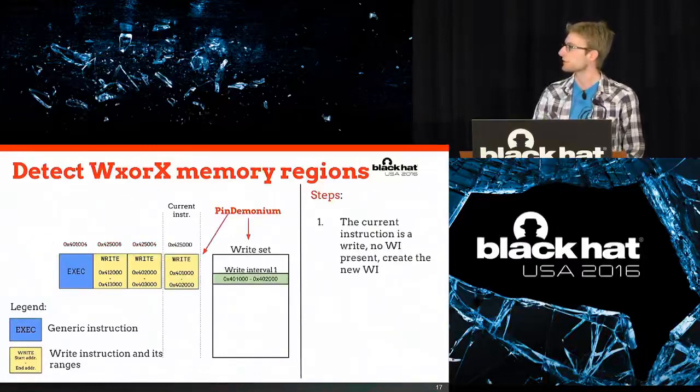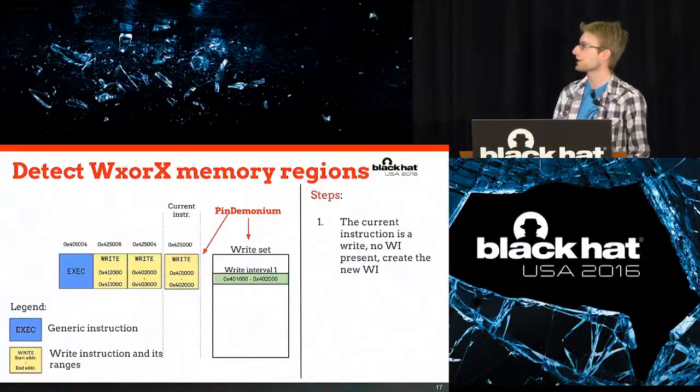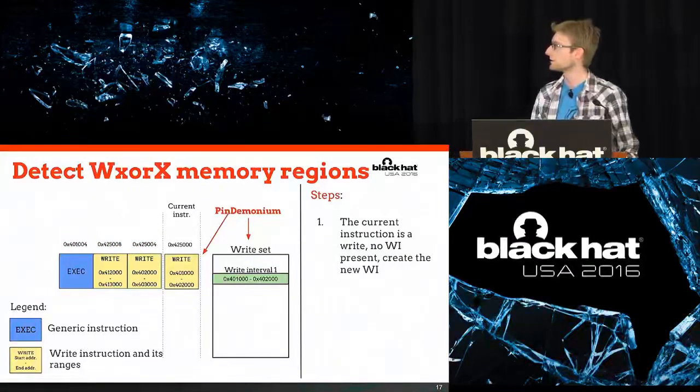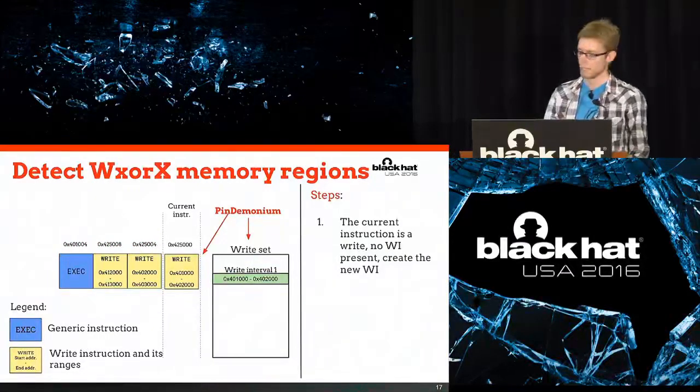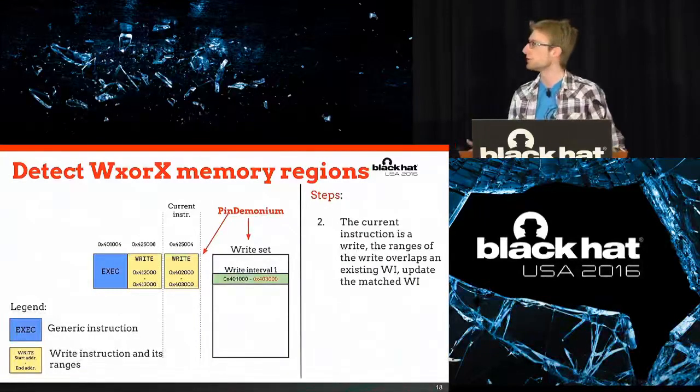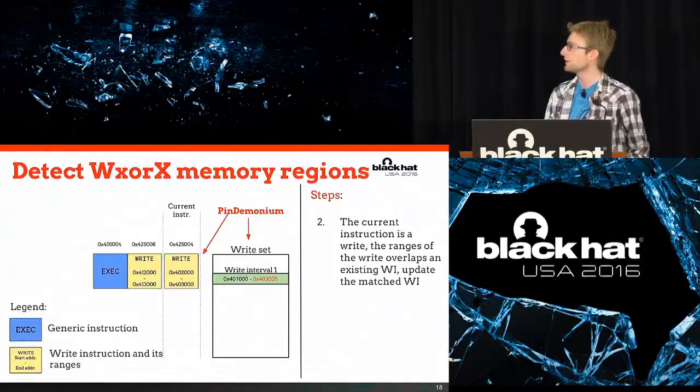Let's start. The first instruction performs a write, and since there are no write intervals, a first write interval is created. The second instruction performs a write to an address which is contiguous to the previous one, and in this way we extend the already existing write interval number 1.